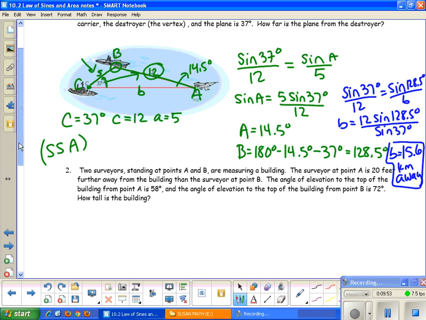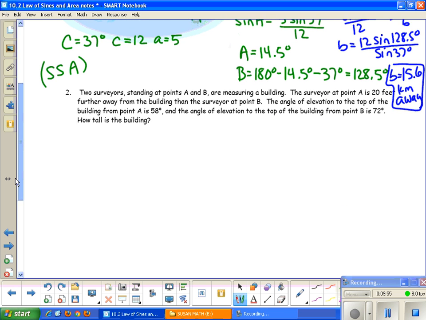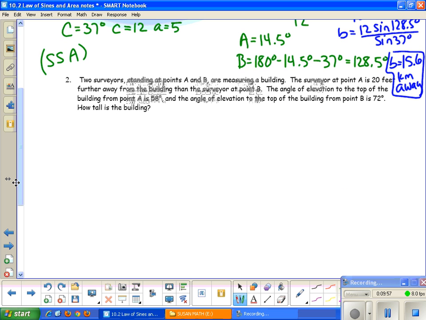So the next problem says two surveyors are standing at points A and B, measuring a building. The surveyor at point A is 20 feet further away from the building than the surveyor at point B. The angle of elevation to the top of the building from point A is 58 degrees, and the angle of elevation to the top of the building from point B is 72 degrees. How tall is the building?